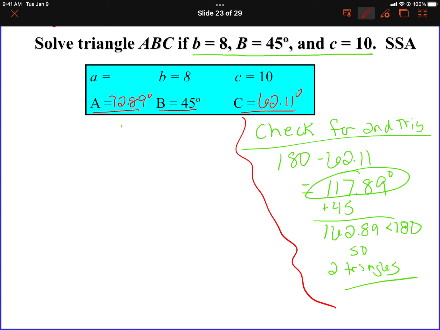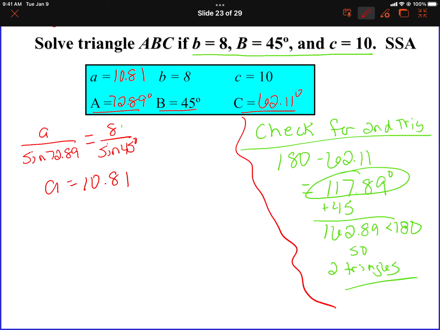Then we can solve for little a, so I'd have little a over sine of 72.89 equals 8 over sine of 45. So without me writing it out, take a second, see if you can solve. I have to put this in my calculator, I don't have the answer, so I'm going to work through it real quick also. So here I got that my a is 10.81. That's one triangle. This is my first triangle.